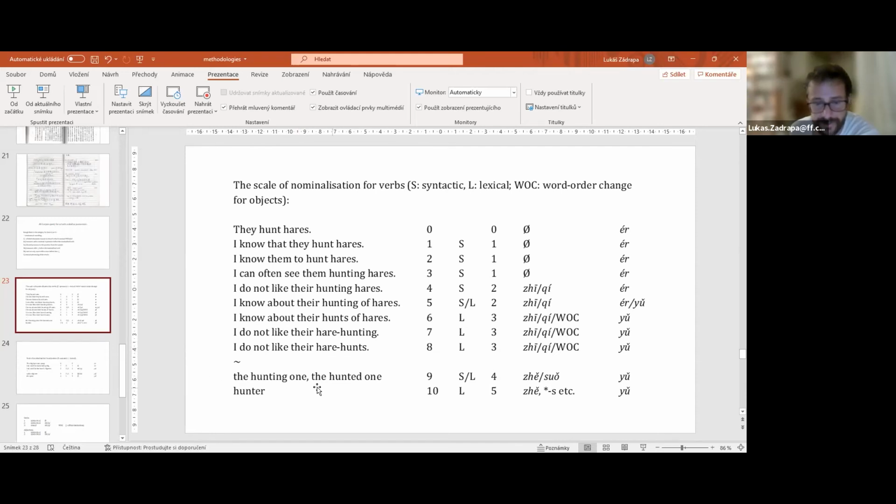And here we have a separate kind of nominalization, not this self-referring nominalization, but when we have the hunting one, or the hunted one, or even a hunter, where it is not a nominalization of the verb, the pure nominalization, but this actor nominalization. For example, hunter is the one who hunts and not the hunting itself, of course.